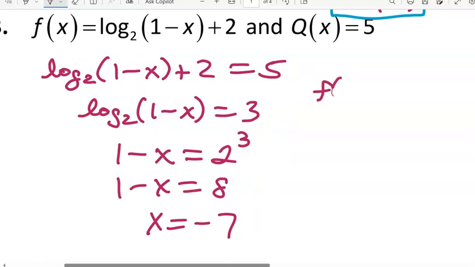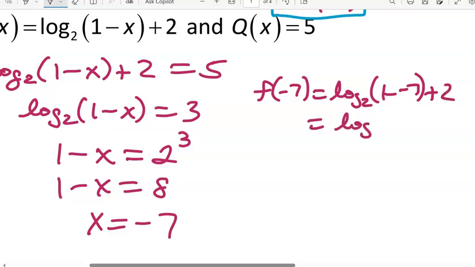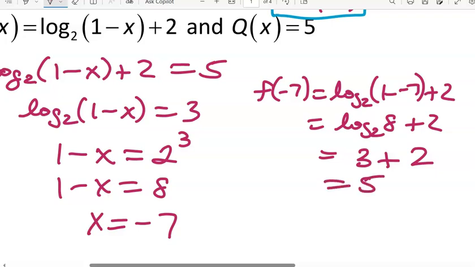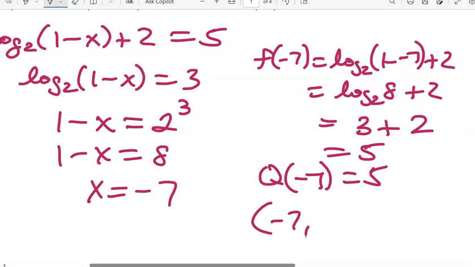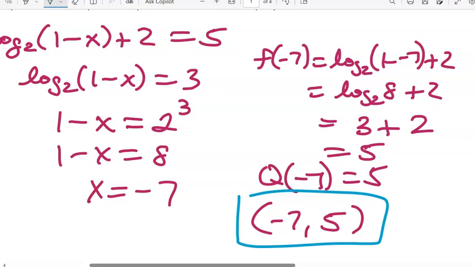And f(-7) is the log base 2 of (1 minus negative 7) plus 2, which is log base 2 of 8 plus 2. Log base 2 of 8 is 3 because that's the exponent that I would need to place on a 2 in order to get 8. And then plus 2 gives us 5. q(-7) is 5 because q is a constant function. The y value is always 5. So that means the intersection point is the point (-7, 5).